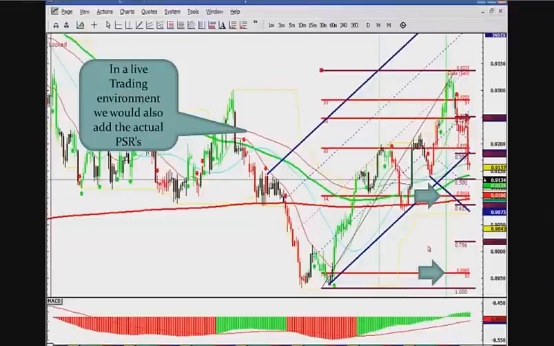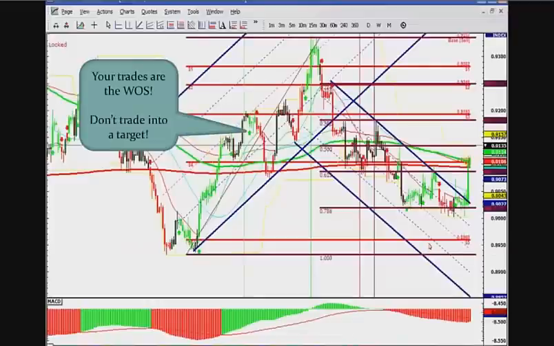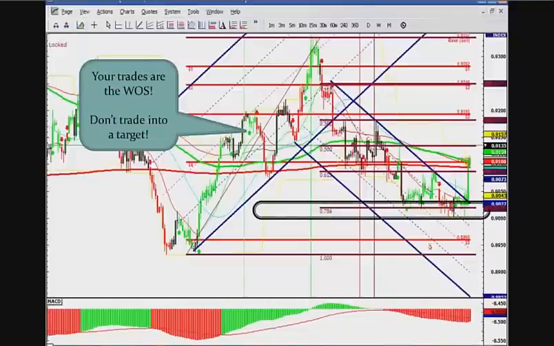All right. So the trades are the wide open spaces. You don't trade into a target. All right. So there's the first trade, to the target. There's a second attempt to break it to the target. There's a third attempt. They make it. All right? Now, they try again. They're not successful. There's the bottom. It's a 786 fib. All right?